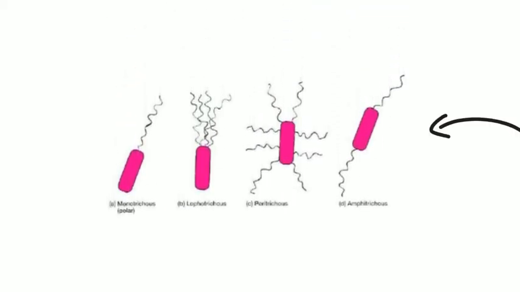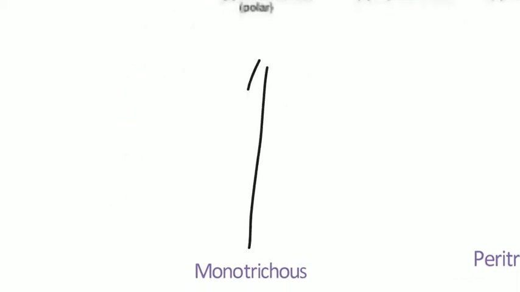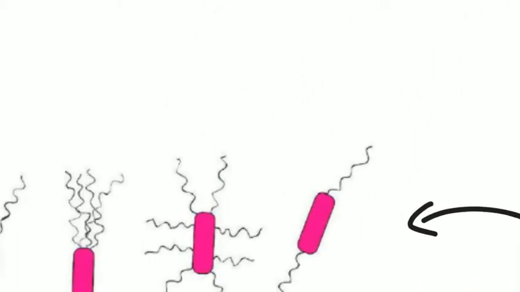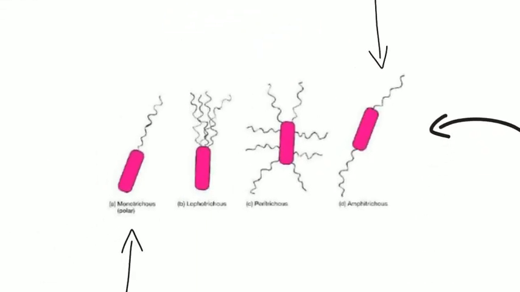A number of bacteria swim through the use of flagella, as seen in E. coli for example. They come in four main forms: monotrichous, amphitrichous, lophotrichous, and peritrichous. These names refer to the number and arrangement of the flagella on a single microbe. Monotrichous bacteria have only a single polar flagellum on one of their ends. Amphitrichous are similar, however they have a flagellum at each end.